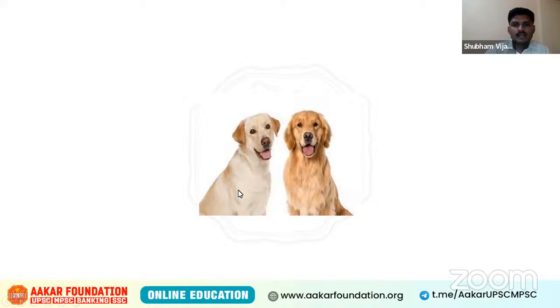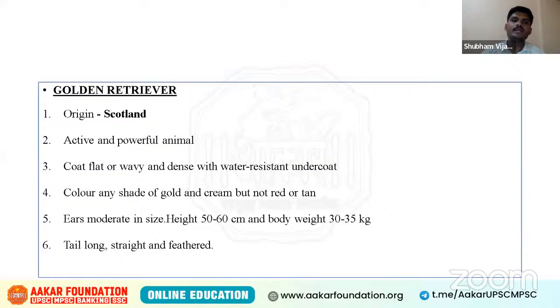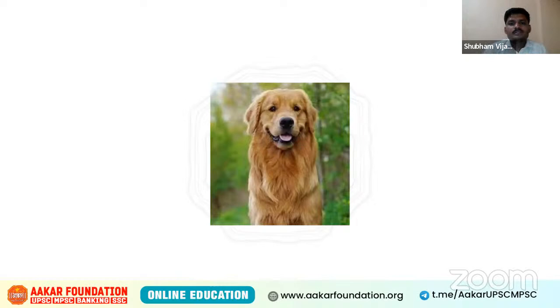This is the Golden retriever. Origin is Scotland, and this is also similar to Labradors. This is also a very active and powerful animal. Coat is flat or wavy and dense with a water resistant undercoat. Color, this is the important point, the fourth one: any shade of gold or cream, but not red or tan. Any shade of gold, that's why they are called Golden. And retriever, you know the purpose, to retrieve. Ears moderate in size, and height is about 50 to 60 centimeter, and body weight is about 30 to 35 kg. Tail is long, straight, and feathered. Very sweet looking, this is the Golden retriever dog.